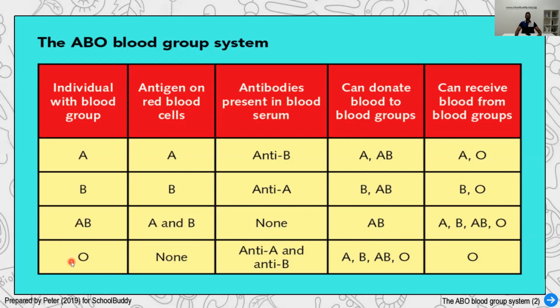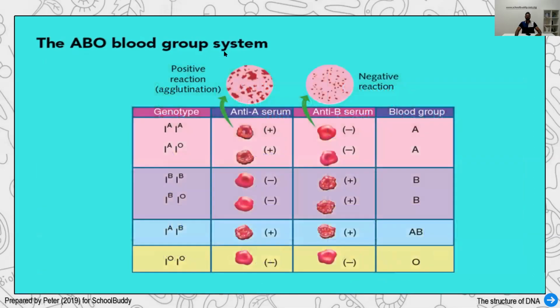In case of O, they do not have A, they do not have B antigen, so none of the antigens are present. And since they do not have antigens, they will have antibodies, which are anti-A and anti-B. As I said, O is the universal donor. They can donate to all the people, A, B, AB, and O. And too bad, since they have the antibodies, they can only receive from the person with O. So it's a bit difficult to identify at this level, but if you see the next one, you can further understand at the genetic level.